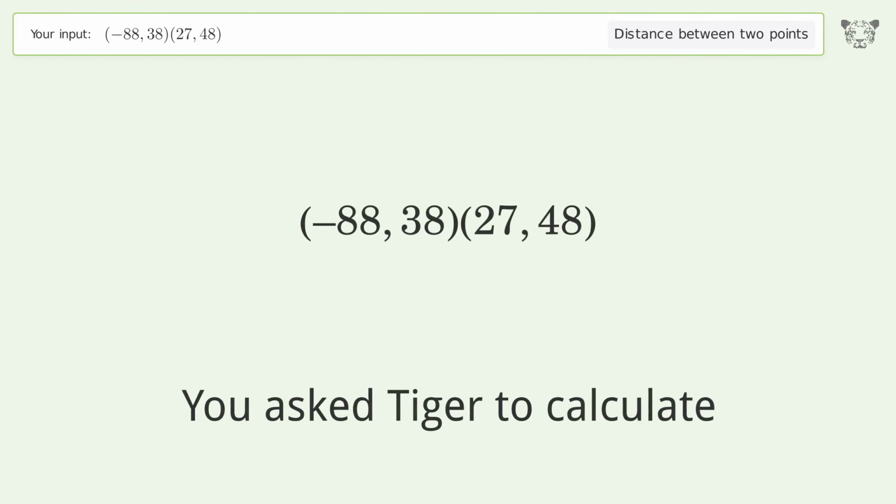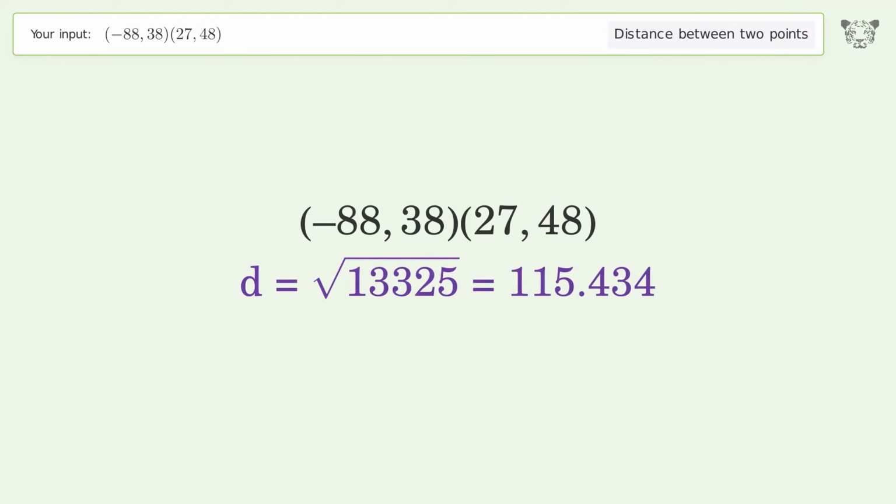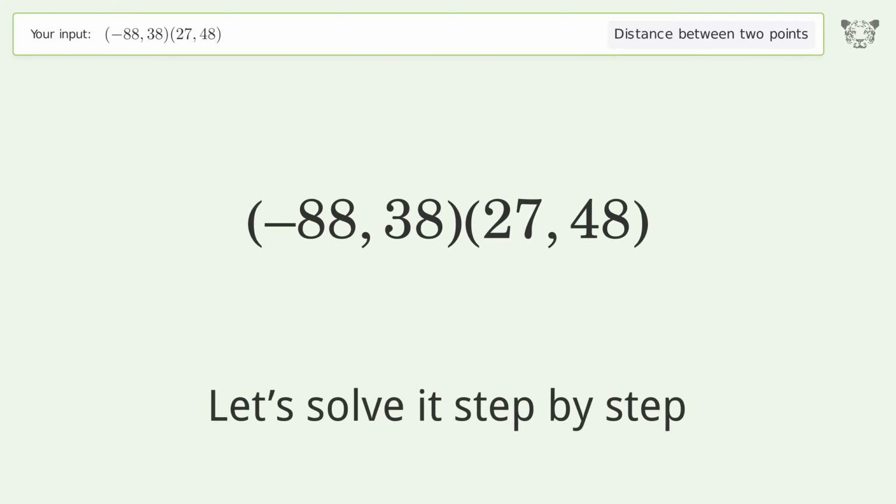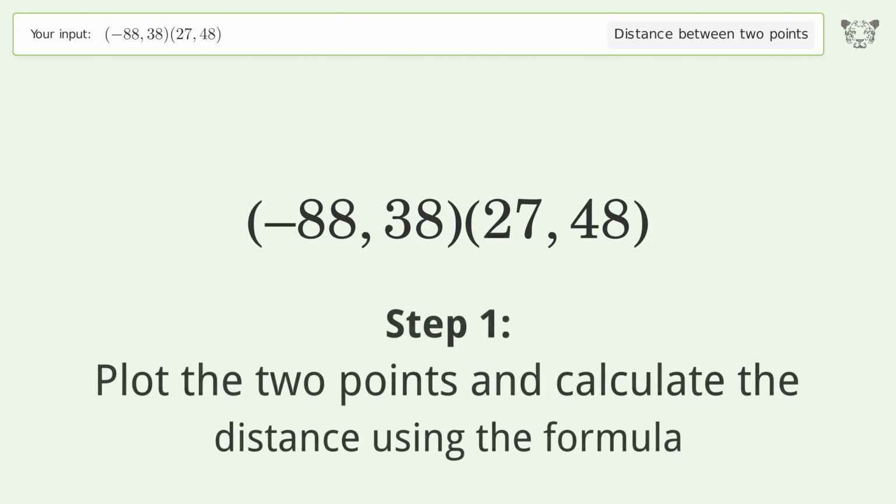You ask Tiger to calculate. This deals with the distance between 2 points. The distance between the 2 points is the square root of 13,325, or 115.434. Let's solve it step by step. Plot the 2 points and calculate the distance using the formula.